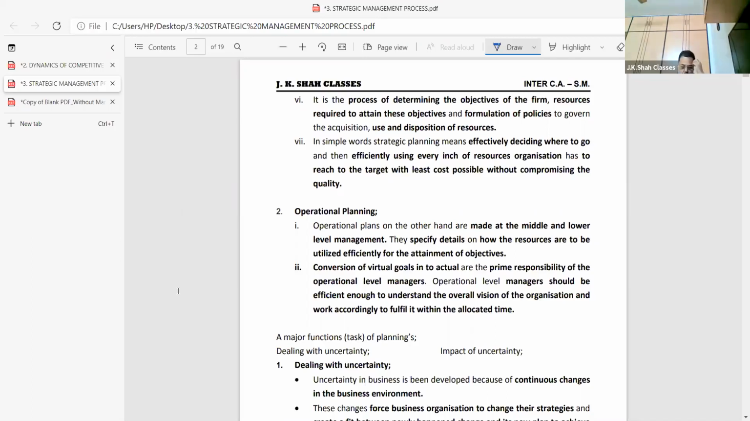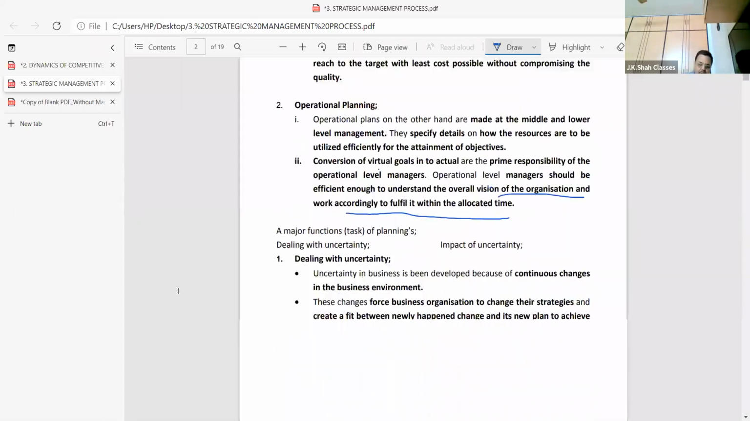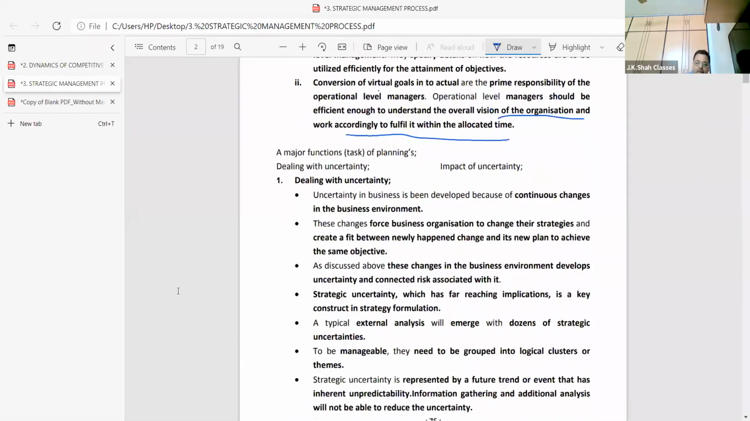Before you enter into a war, you should win the war in your mind. So the vision the top management has will be achieved not by them alone, but through the effort of these people. So this is the conversion of virtual goals into actual, the job of operational managers. Operational managers should be efficient enough to understand the overall vision of the organization and work accordingly to fulfill it within the allocated time. Now please understand, look at what it says here.